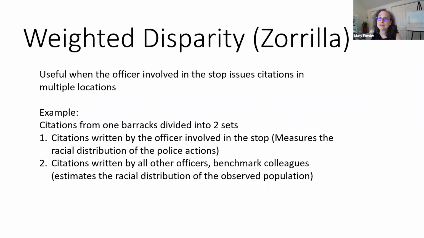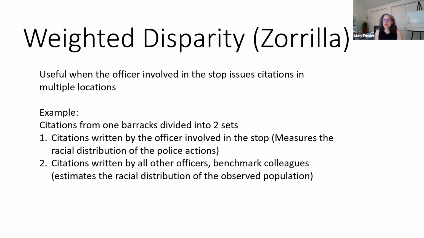And then the final tool I want to discuss is a weighted disparity. So this is useful when the officer involved in the stop issues citations in multiple locations. And the example I want to bring to discuss today is the example from the Zarilla case.